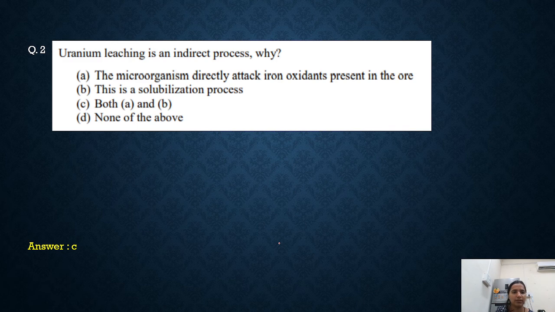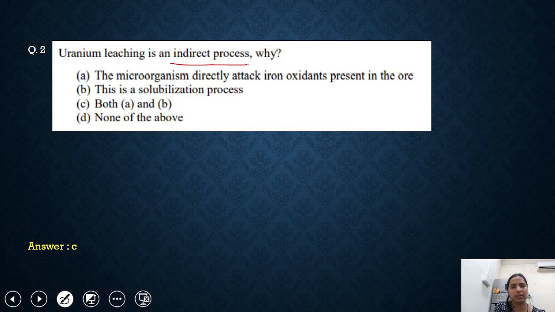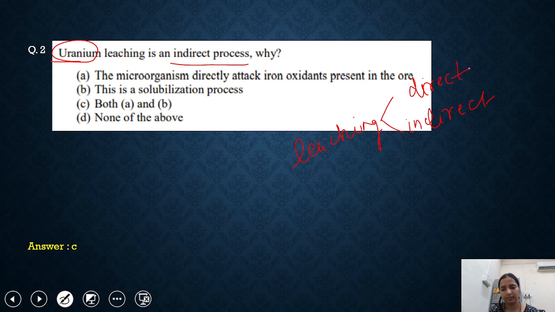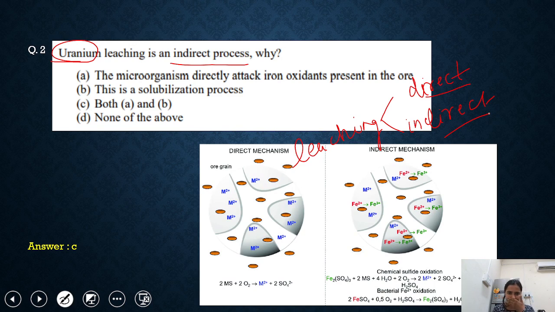Now coming to the second question: uranium leaching is an indirect process. Why? Now what you are extracting is uranium. Leaching is mainly of two types. From the name itself, you can guess that if one is indirect, then one must be direct. Let's first discuss what direct and indirect leaching are. In the figure shown, the first one is showing the direct leaching and the second one is showing the indirect mechanism.